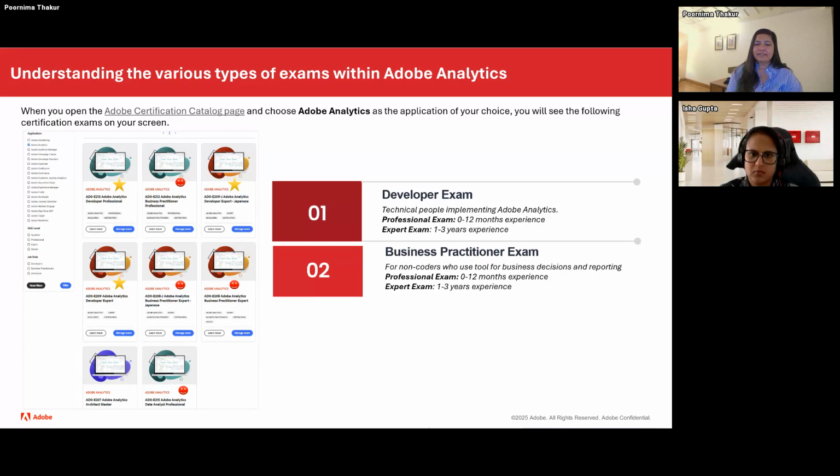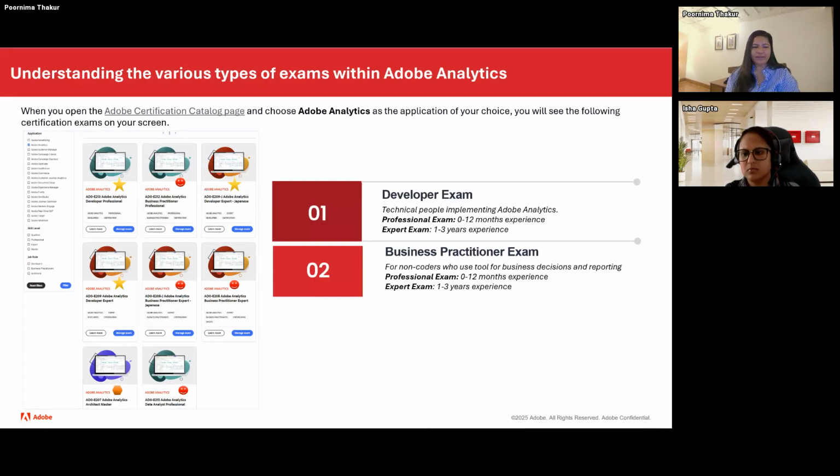The next is the business practitioner professional, a session that we've already had earlier in this masterclass series. And then comes your business practitioner expert. So this is the session that we are having today. And obviously, one of them again is the Japanese version. This also now obviously has two aspects to it, professional and expert. Again, I'll cover that in the next slide in detail.